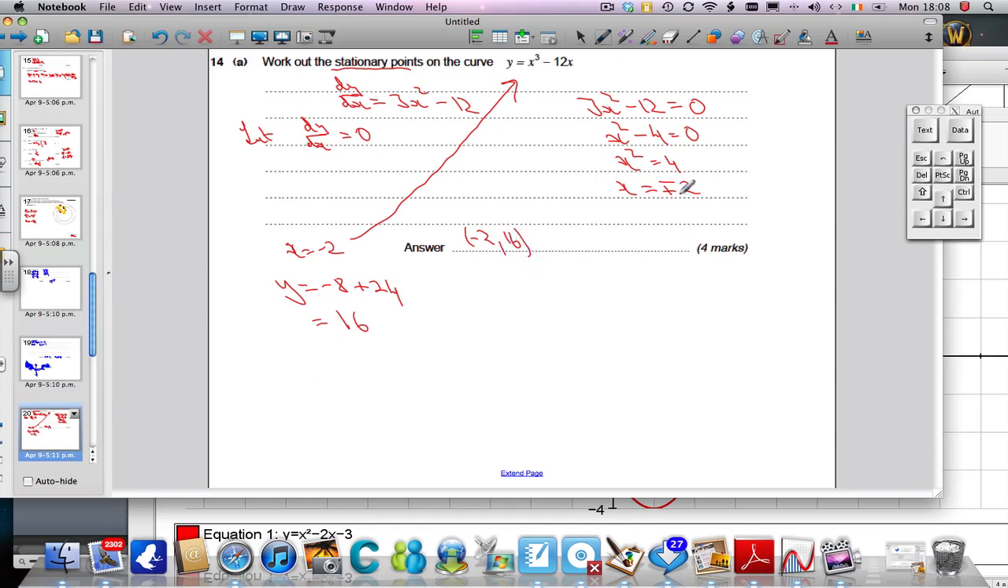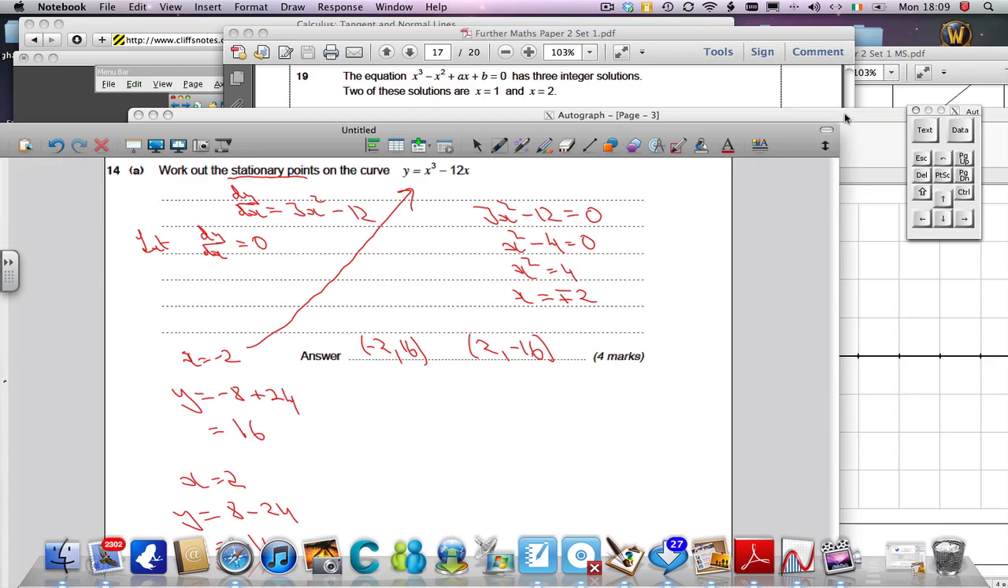And the other stationary point is going to come from when x is plus 2. So when x is equal to 2, y must be 8 minus 24, which gives us minus 16. So when x is 2, we get minus 16. So they're your two stationary points. Again, let's just check that. I'll just show you on Autograph.